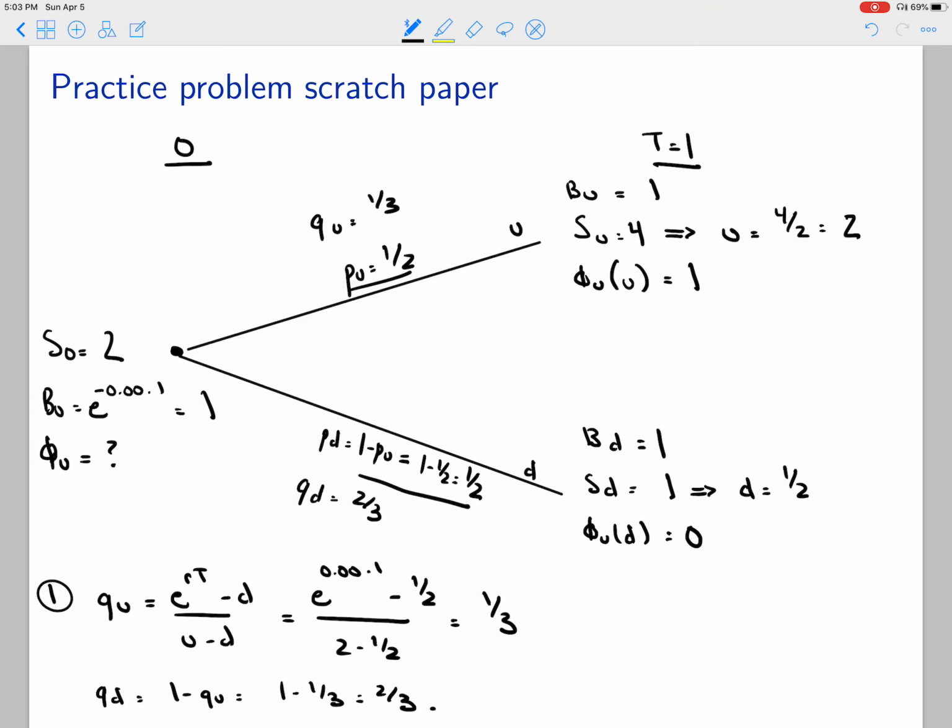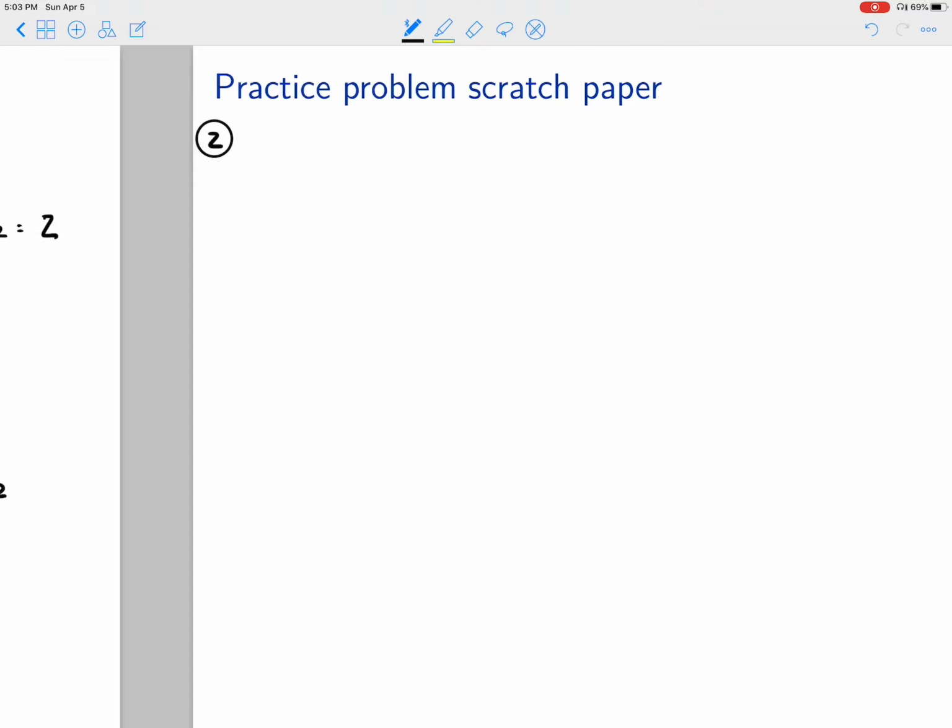To calculate the price of this derivative, we use the risk neutral pricing formula, or the FTAP. The price of the derivative, phi sub U, is equal to its risk neutral discounted expected payoff: e to the negative RT, E sub Q of phi U of T.